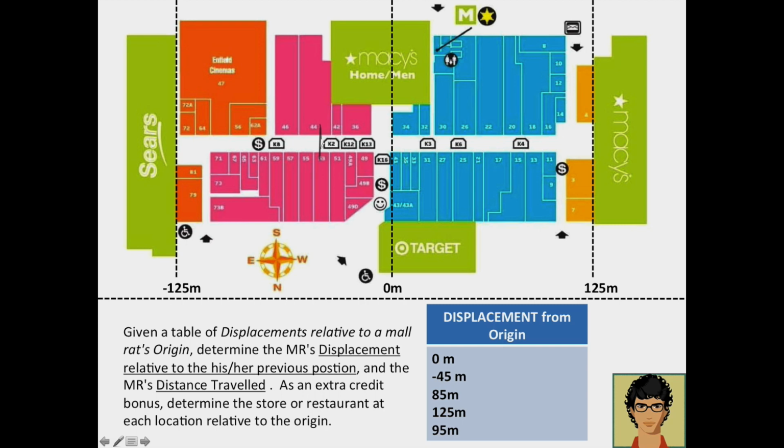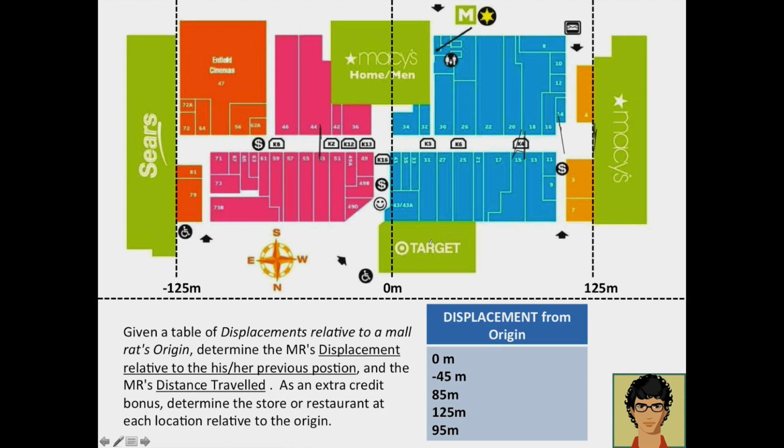Then the mall rat will go to position 85, which goes through the origin, and then over here, past the halfway mark, maybe it's somewhere around here as an estimate, okay? Then the mall rat goes to position 125, which is clearly easy because it's this line over here. 125 meters is actually at the door of Macy's. Then the mall rat goes backwards towards the origin to position 95. So it's maybe somewhere around here, like so.